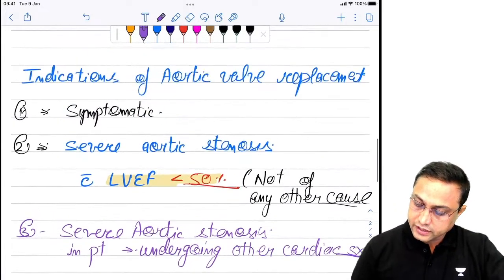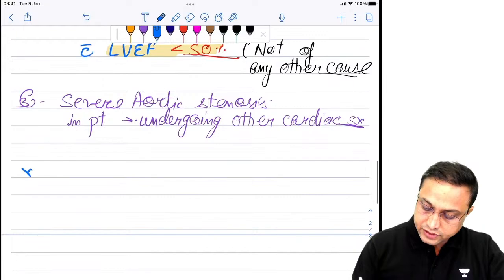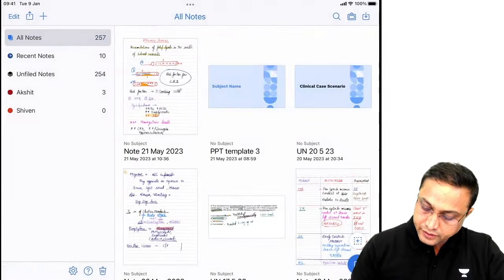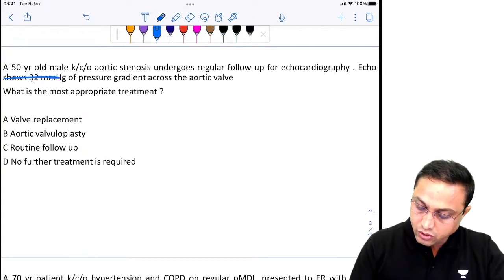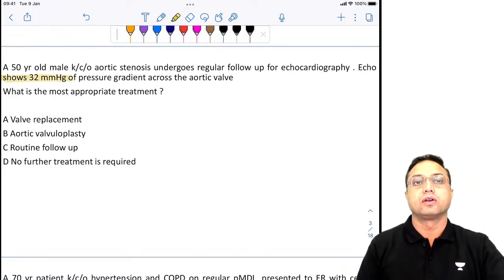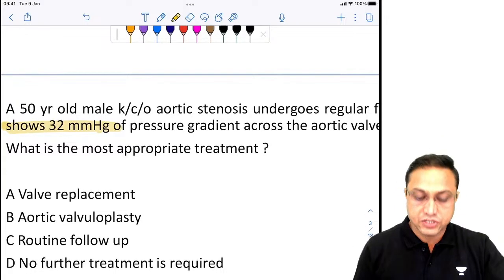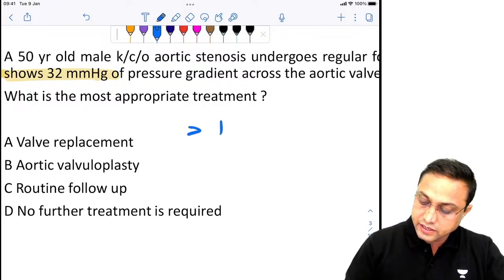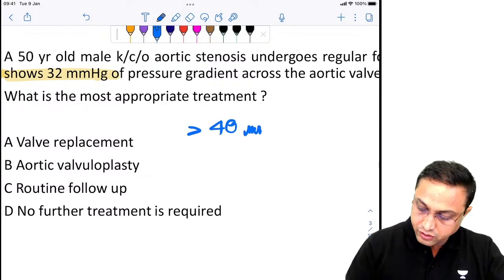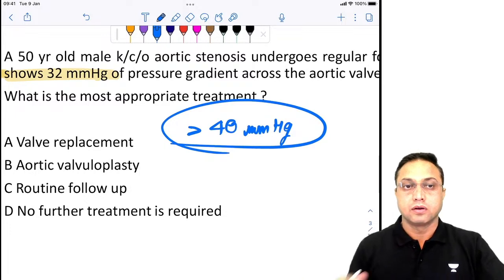So guys, now understand the concept over here. Understand another characteristic feature that I am going to discuss. What did his echo show? How much is the gradient here, beta? This is the very important line they have written over here. Echo is showing how much, beta? 32 millimeter of mercury pressure gradient. But the clear guideline is, if the pressure is more than 40 millimeter of mercury, only then is the indication going to be there to replace the valve, right?